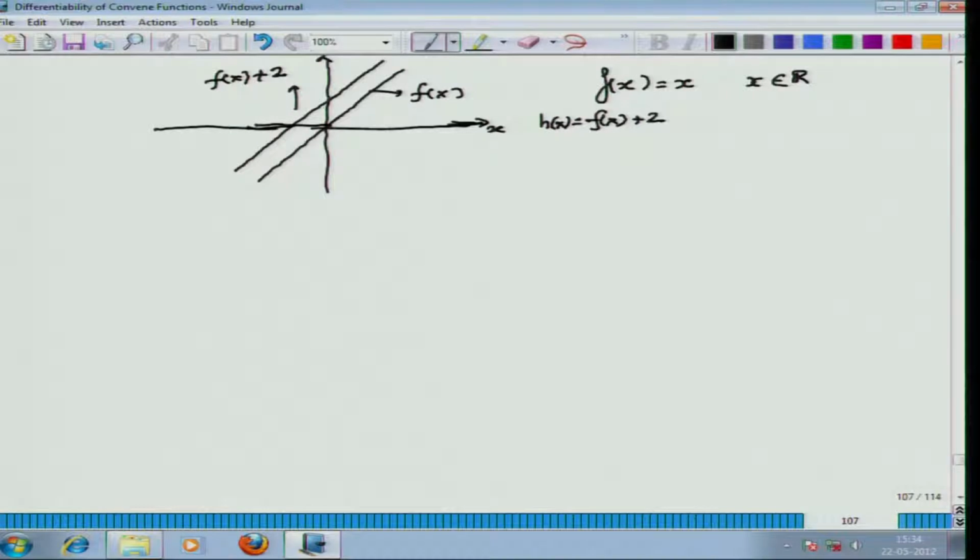The linear function always passes through 0. In fact, if f is linear, show that, it is homework, but f 0 need not be equal to 0 for an affine function. The f 0 here is 2 for the function f x plus 2, that is, this function is nothing but x plus 2. So, geometrically there is a shift. So, you translate a linear function, you get an affine function.